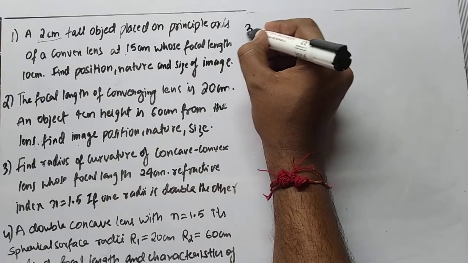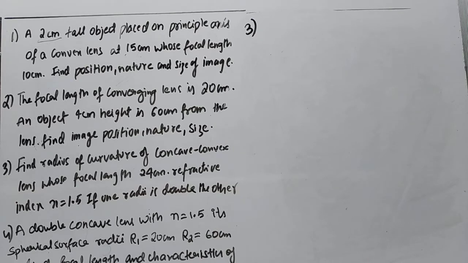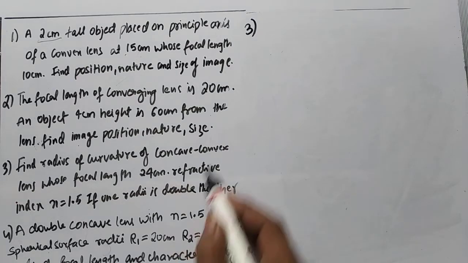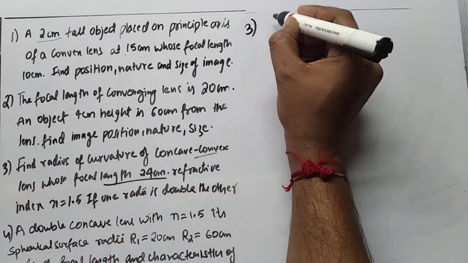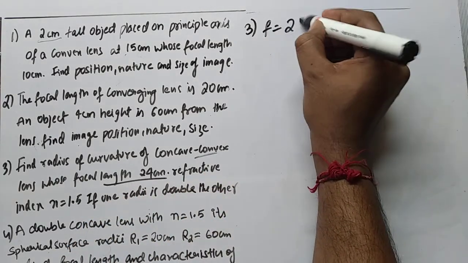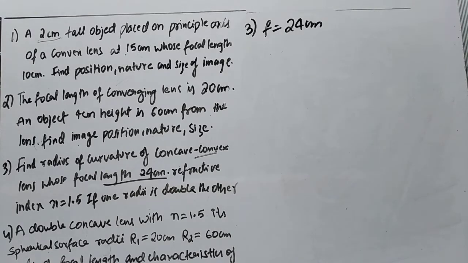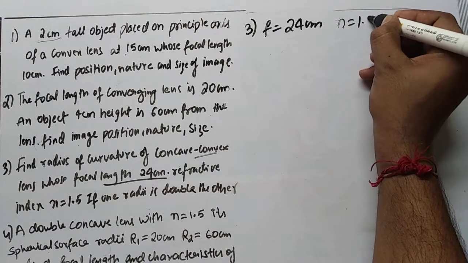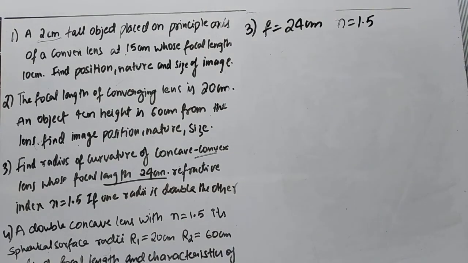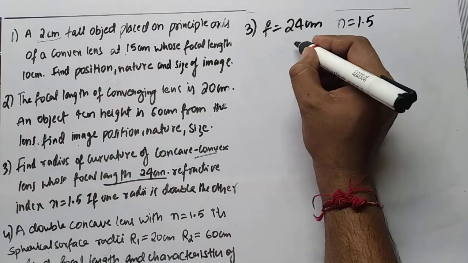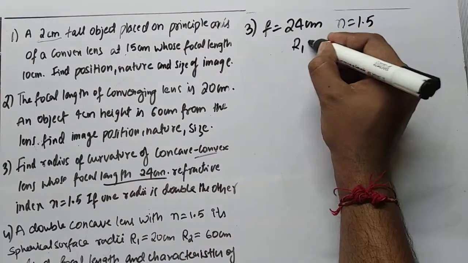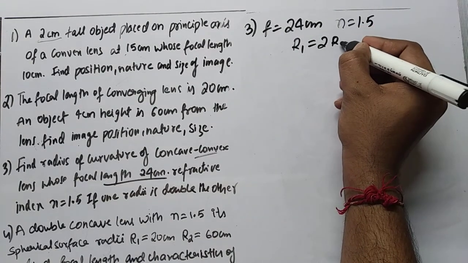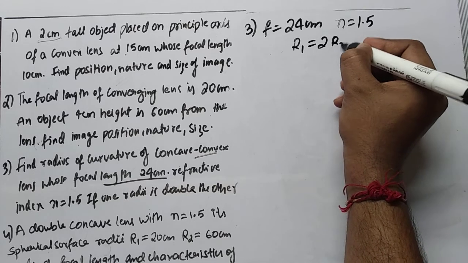So let me explain question number 3. In question number 3, he is saying find the radius of curvature of a concave convex lens whose focal length is given. So focal length is given as 24 and index is given as 1.5. Okay, and n value is given as 1.5. And he's saying the radius of curvature of the first is double that of the second. So he is saying the first one is double of the second one, right?